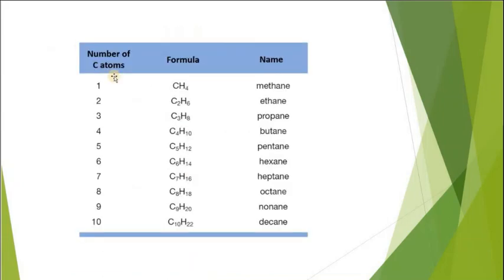Here I am going to show you a table of homologous series, and from this homologous series we are going to derive the alkyl groups. For example, when there is one carbon atom, you know it is called methane. When 2 carbon atoms are there, it is called ethane, propane, butane, pentane, hexane, heptane, octane, nonane, and decane for 10 carbon compounds.